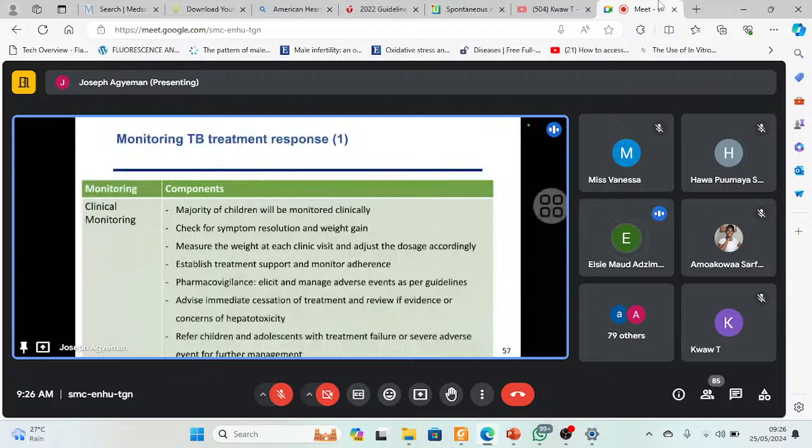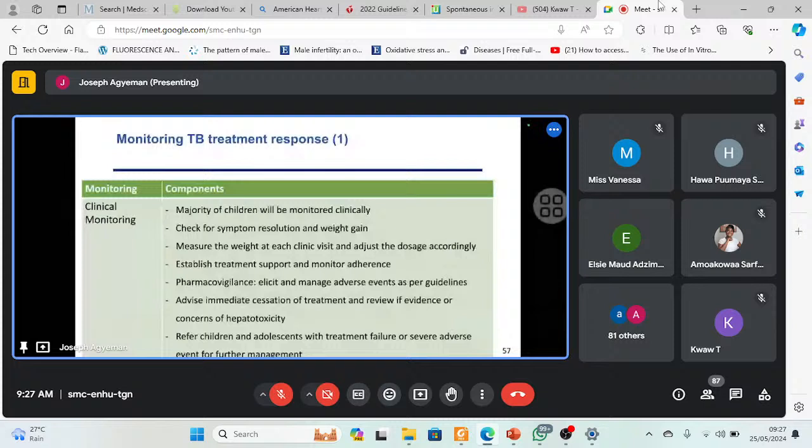You are not lucky, resistant traits will be developed. So when it comes to children, it is very, very important. So let's look at some of the monitoring strategies when it comes to clinical. We have to check for symptoms, resolution, and weight gain.